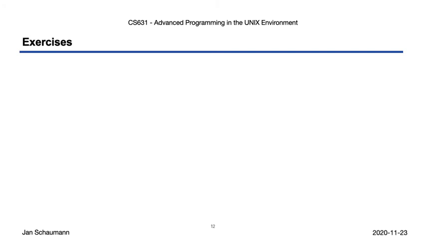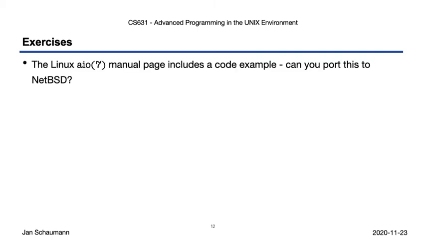Okay, to conclude this quick summary of asynchronous and memory mapped I/O, let me suggest a few exercises for you. If you look up the AIO manual page on a Linux system, it includes a nice code example. Go ahead and run that, then see if you can take the same code and run it on NetBSD. If not, what changes are necessary? Are the outcomes the same?